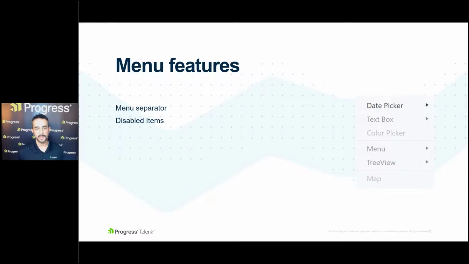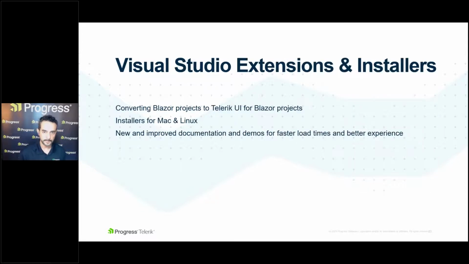We have updated our menu. We've added a new separator and the ability to disable menu items. And we have new Visual Studio extensions and installers for Mac and Linux. We have extensions for Visual Studio Code and Visual Studio, of course. We also have a wizard that will help you convert an existing Blazor project to a Telerik UI for Blazor project. So that's very helpful. So it reduces the amount of steps needed to take your application and add our components to it.